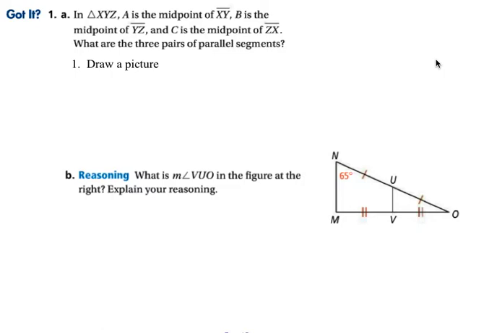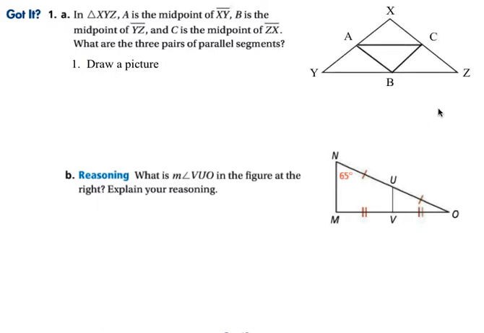So here's another problem for you to try. In triangle XYZ, A is the midpoint of XY, B is the midpoint of YZ, and C is the midpoint of ZX. What are the 3 pairs of parallel segments? Well, you can't do anything with this unless you first draw a picture. So I went ahead and constructed a picture for you to draw. Feel free to copy this one. It meets all the requirements of what was just listed.